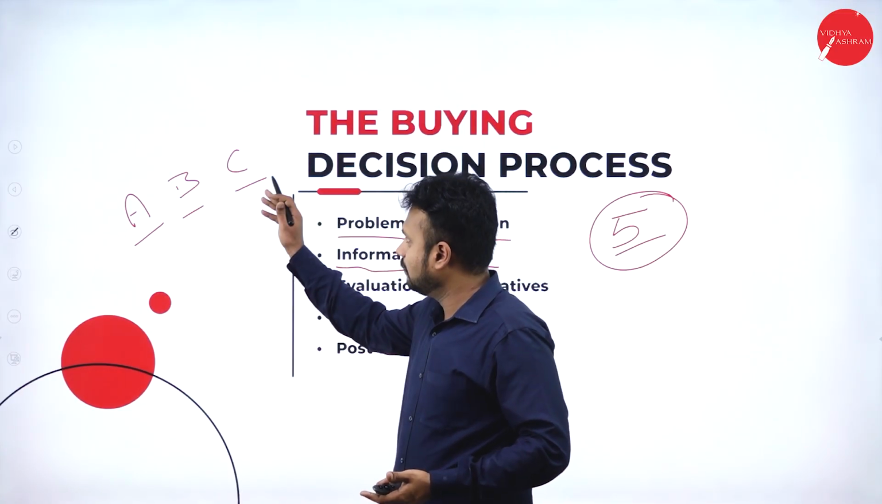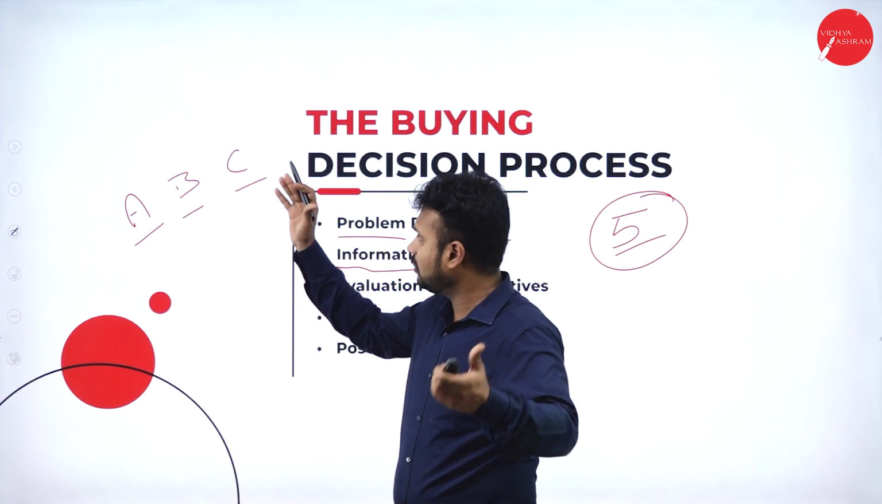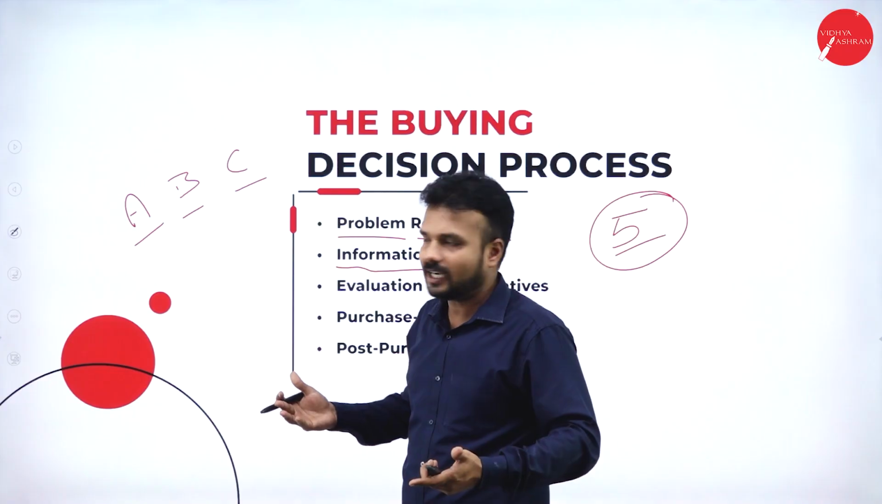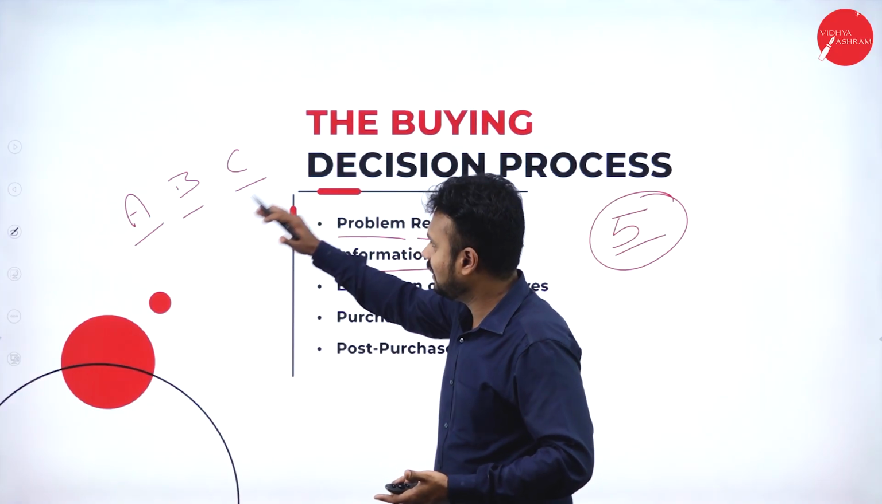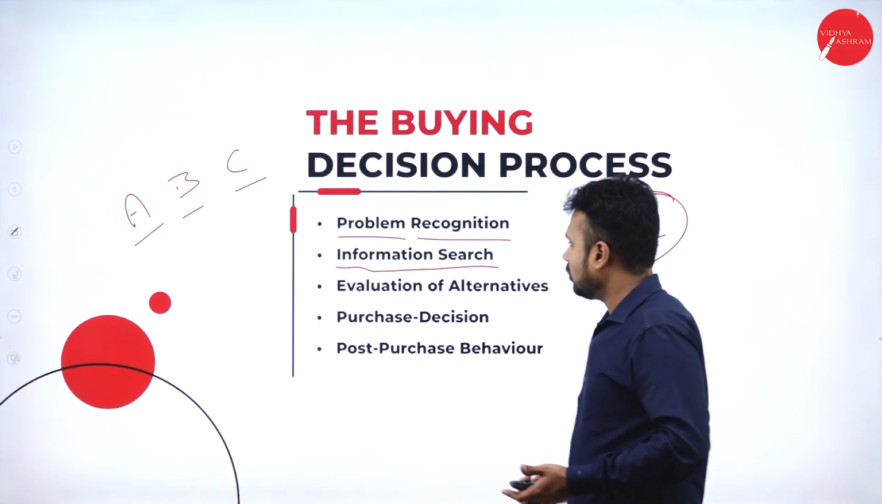There are 3 brands of bike available as per my budget. There may be 10 to 15 brands of bike available in the market, but as per my budget, there are 3 brands of bike that I have shortlisted. Information search. Evaluation of alternatives.